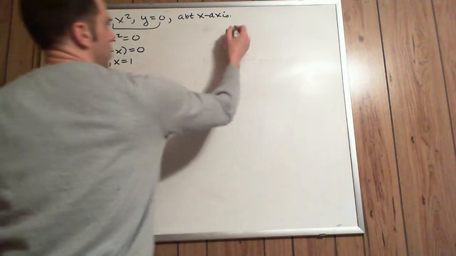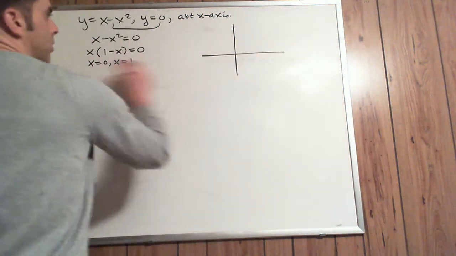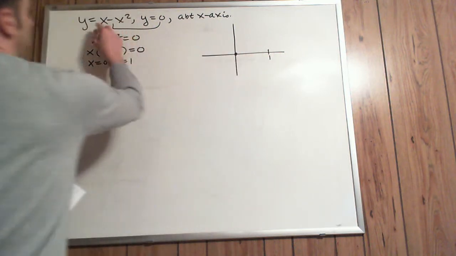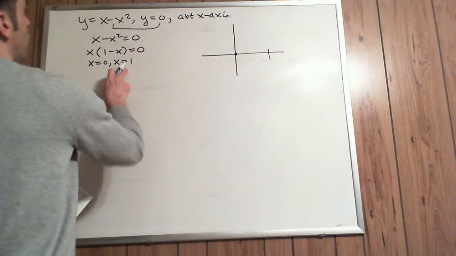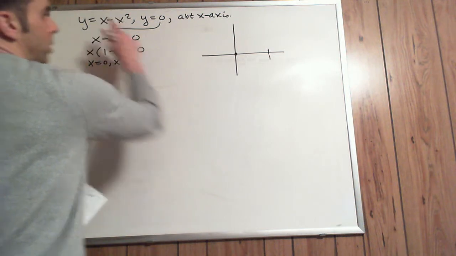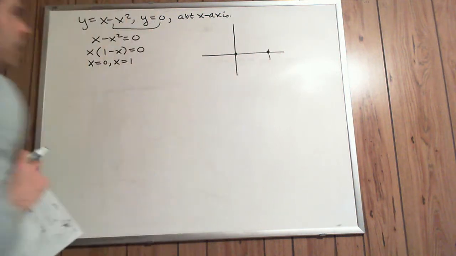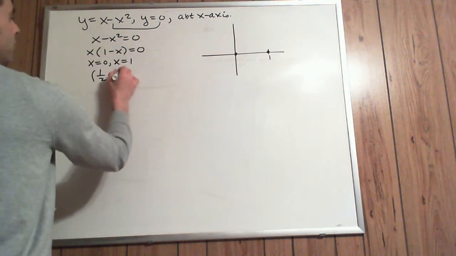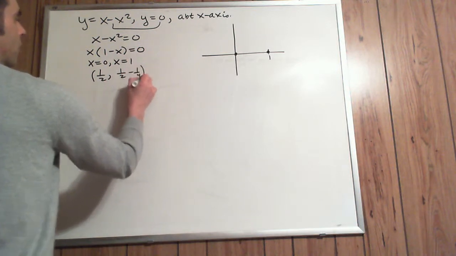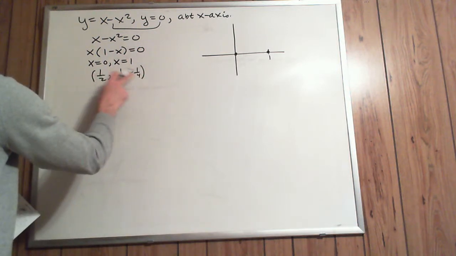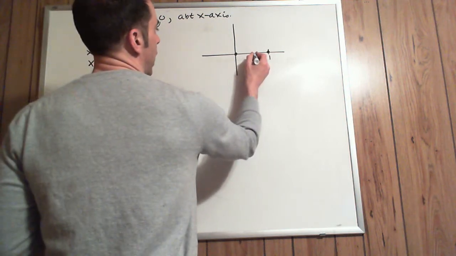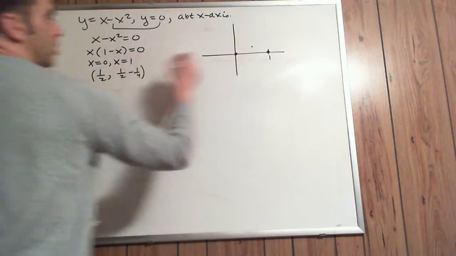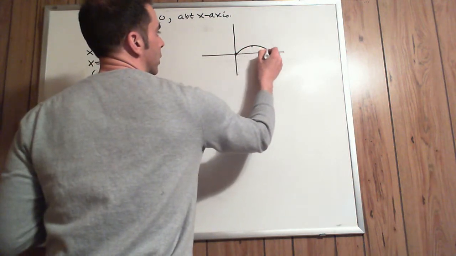So you've got to get the sketch of the region. When x is 0, y is 0. And when x is 1, y is also 0. If you put 1 in, 1 minus 1 is 0, so you'll get (1, 0). And you can pick an x in between, like a half, and then you'll get a half minus 1/4. So make that 2 quarters minus 1 quarter, which is a quarter. So over a half, up a quarter. And this is a parabola, as you would know, concave downward, like that.